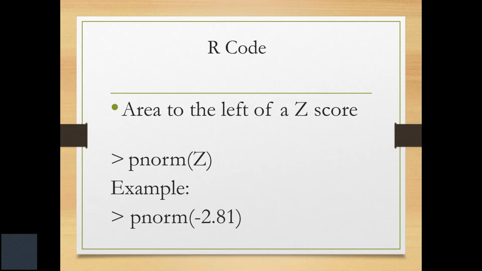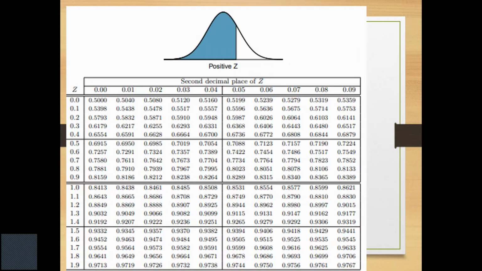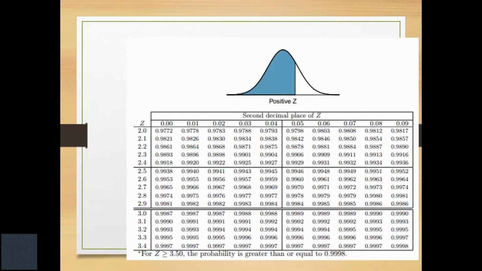So to do this in R, you use what's called the p-norm function, and then you just put in your z-score. So if we put in p-norm -2.81, we will get the same thing. What about a positive 2.81? Okay, we can say what's the area to the left of that? We can look at it in the table, or we can just put a positive 2.81 into our p-norm function. And if you think about this for a second, that's pretty far out on the right, so it's probably a big number. If we look at it in the table, this is the positive z's.